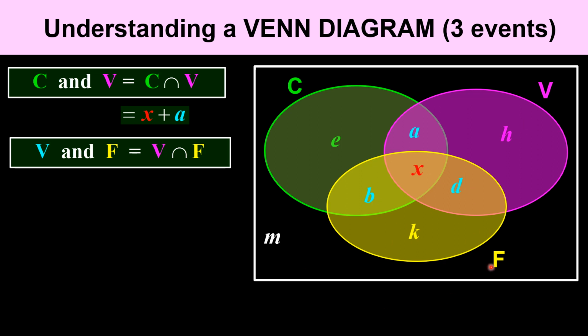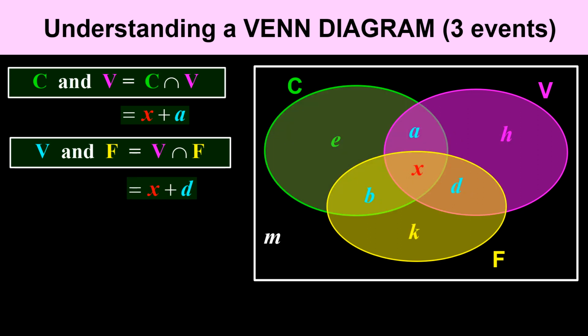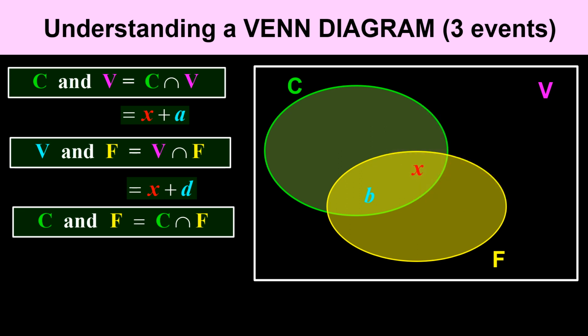There's V and F. So what would be the AND, or the intersection? That's the intersection, that portion that's highlighted there in white, and that's the X plus the D. Similarly, if I want C and F, can you see the C and the F? That's correct. So it's that part there, which is the X plus the B.